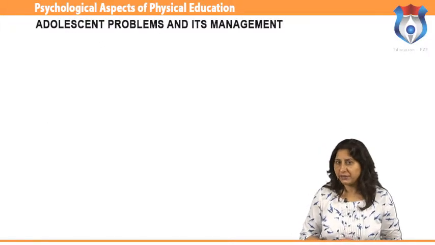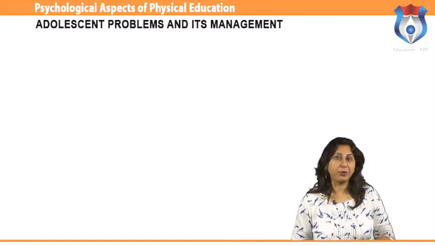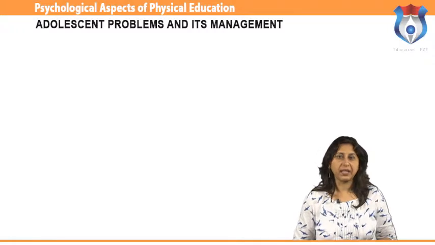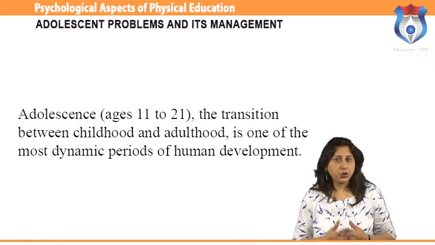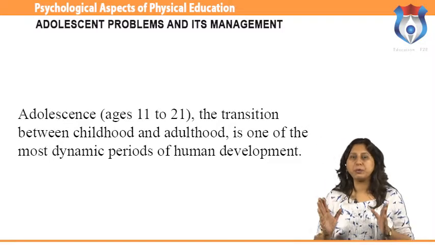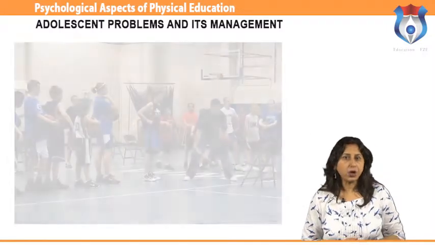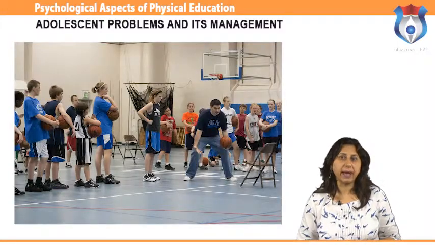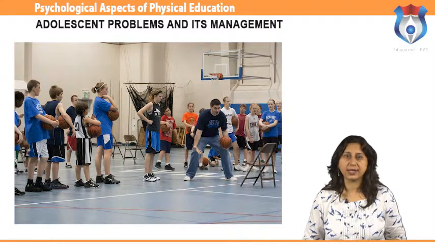Adolescence. You must have heard this word before. Let's now discuss its meaning and problems in detail. Adolescence, ages 11 to 21. The transition between childhood and adulthood is one of the most dynamic periods of human development. Adolescence is characterized by dramatic physical, cognitive, social, and emotional changes.